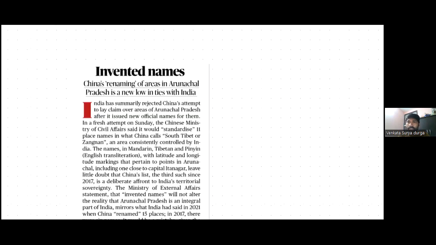The next news article is about China recently changing the names of 11 places in the Arunachal Pradesh region. Arunachal Pradesh is a part of India and a sovereign territory, so China naming Arunachal Pradesh places violates India's sovereignty. India strongly condemned China's actions to rename Arunachal Pradesh places. In this backdrop, let's discuss this news article in a little more detail.